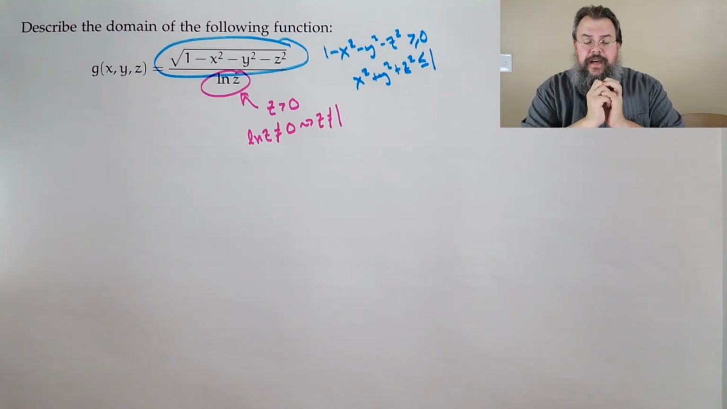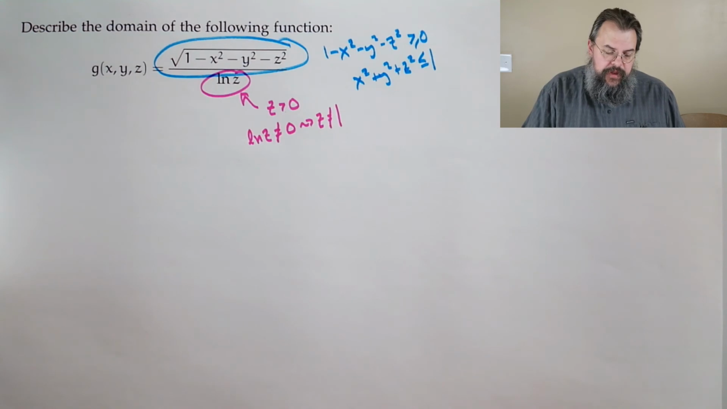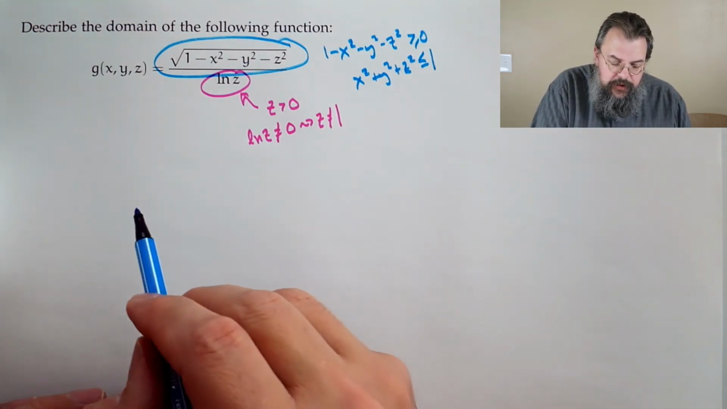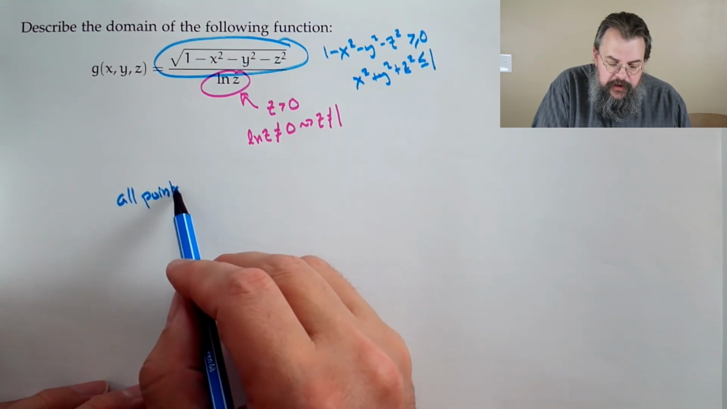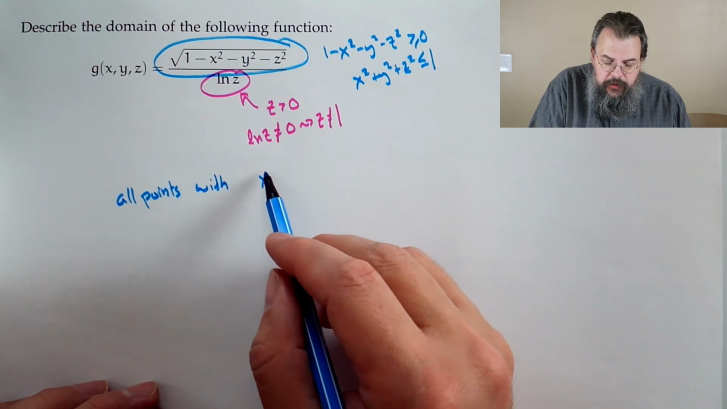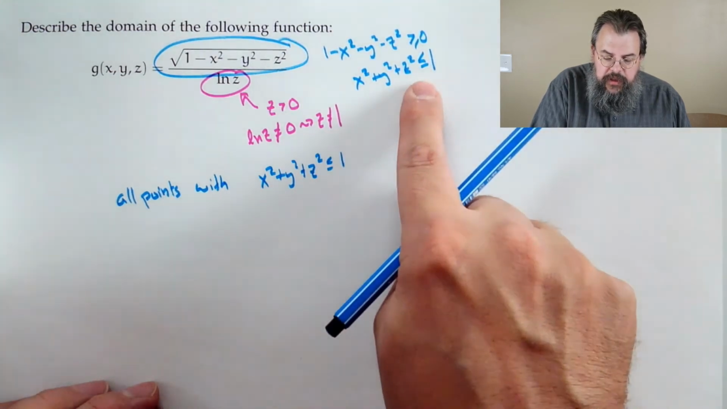So we're inside the unit sphere. And now we're starting to see, okay, all right. So we can say, look, we'll put it all together. We say we want all the points with x squared plus y squared plus z squared less than or equal to 1.